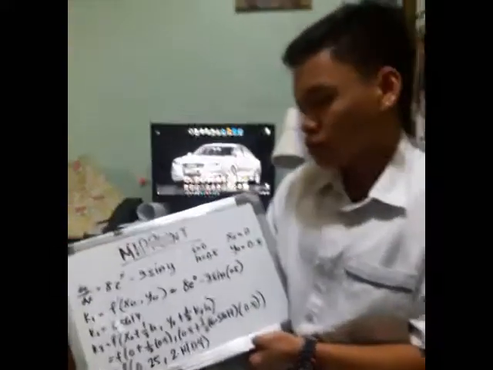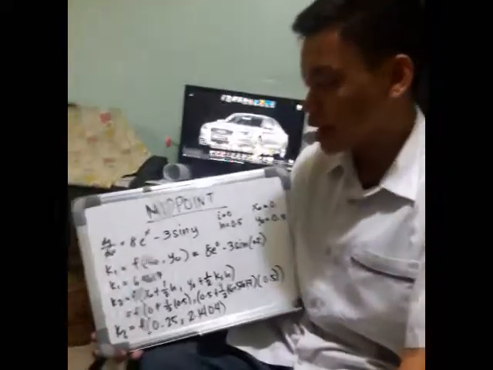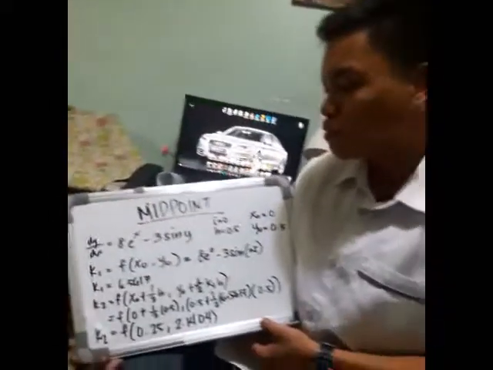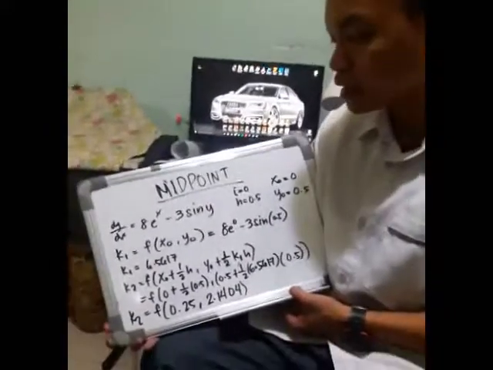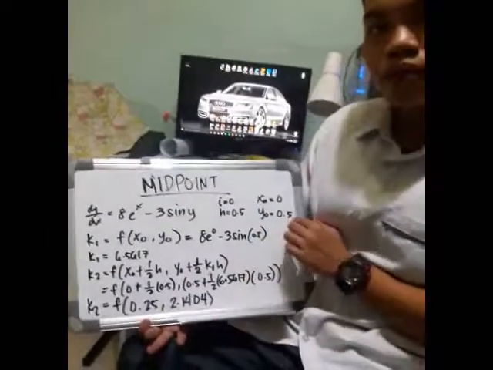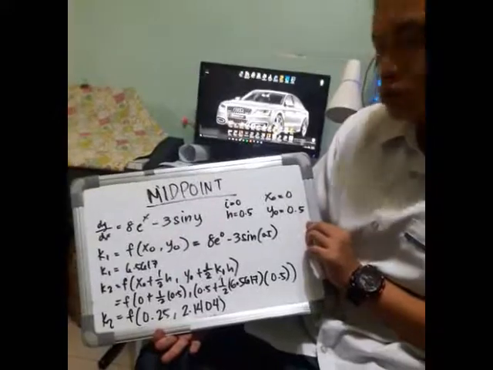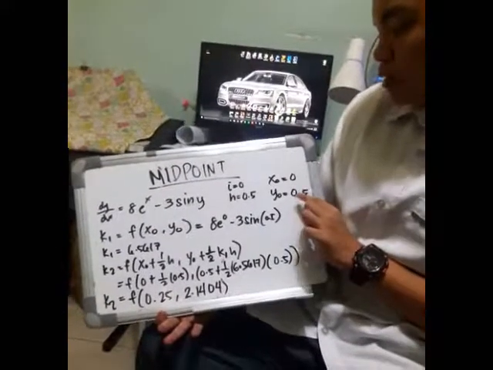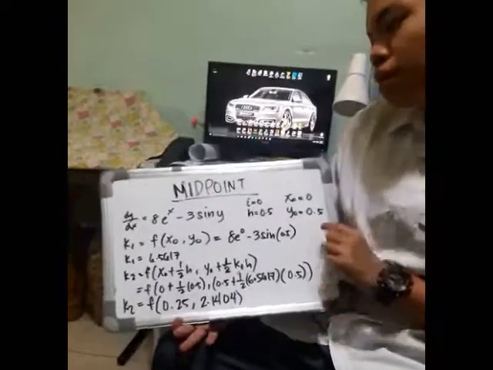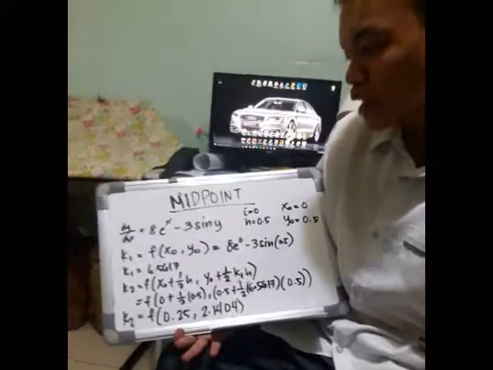Again, we have a given function, dy over dx, an ODE, ordinary differential equation, which is equal to 8e to the x minus 3 sine of y. And again, with the same givens, i is equal to 0, h is equal to 0.5, x sub 0 is equal to 0, and y sub 0 is equal to 0.5. The difference here is we will be starting at k1 and k2.